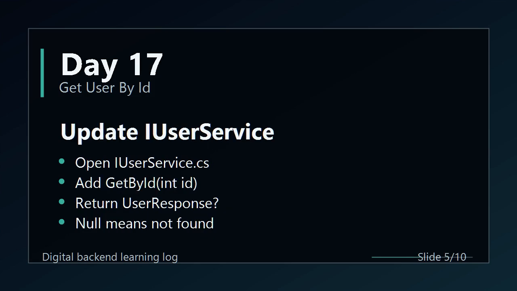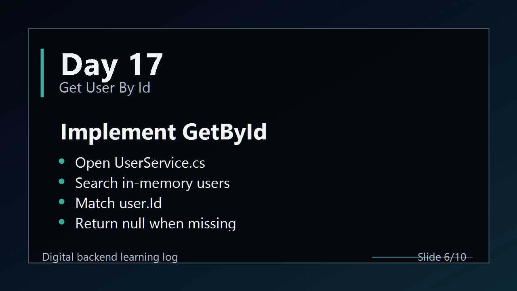First update IUserService. Add GetById with an ID parameter. It returns nullable user response, where null means no user was found. Next implement GetById in UserService. Search the in-memory user list, match user.id with the requested ID, and return null when no user exists.